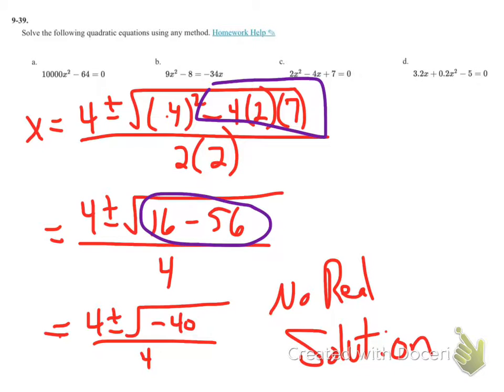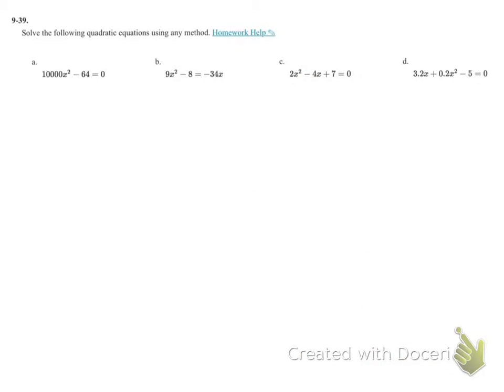On to problem D. Looking at that one, you may notice that it's not written the way you normally see it. So I'm just going to rearrange this to make a little bit more sense out of it. I have 0.2x squared plus 3.2x minus 5 equals 0. Again, just because of all the decimals, I'm going to use the quadratic formula.